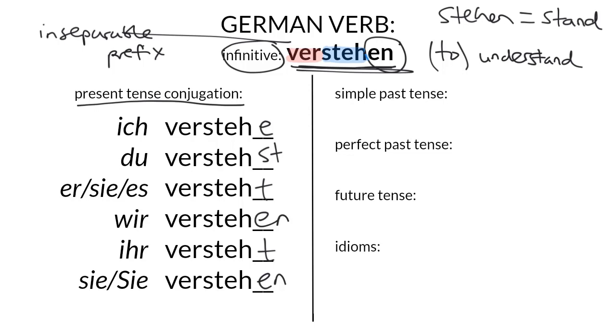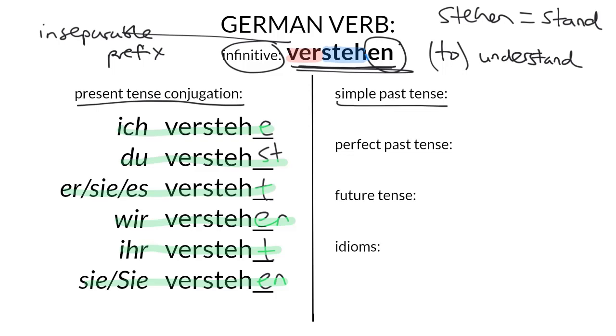So it means ich verstehe, I understand. Du verstehst, you understand. Er, sie, es versteht, he, she, it understands. Wir verstehen, we understand. Ihr versteht, you plural understand. And sie verstehen, they understand, or you formal understand.